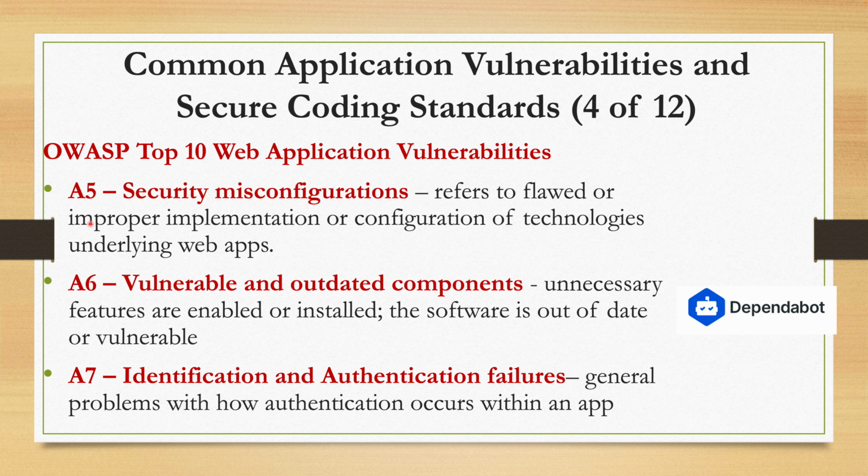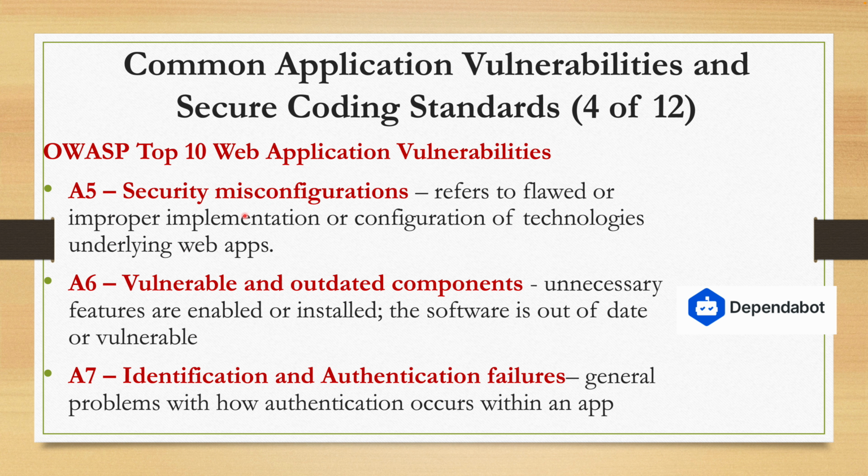Now, for A5, we got security misconfiguration. Now, it happens from improper configuration of servers, databases, APIs, or application settings. Now, this includes leaving default credentials unchanged, exposing unnecessary services, or improper file permissions.